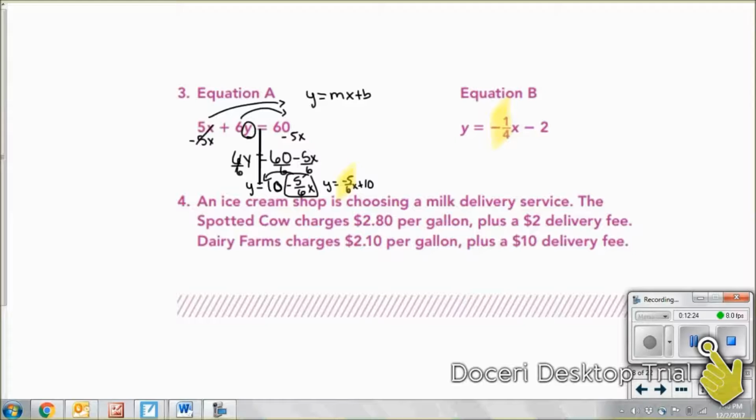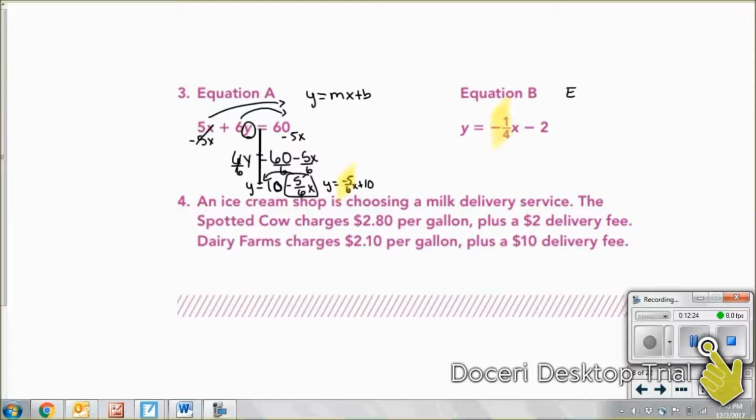All right, so if we had this correct, negative 1/4 is actually greater. Now remember, like we talked about up above, with negative numbers, even though 5/6 is a bigger number, it has less value than negative 1/4 does. So in this particular problem, equation B had the greater rate of change.